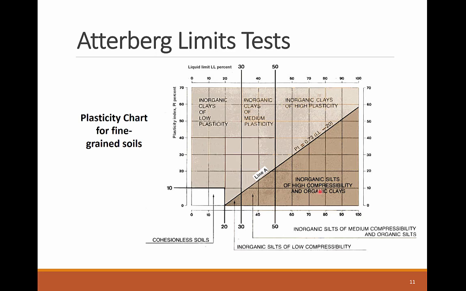Note that the soils with a plasticity index lower than 10 and liquid limit lower than 20, which is this area here, are considered non-cohesive soils, like sand and gravel, which should be classified using the sieve analysis, not Atterberg tests.